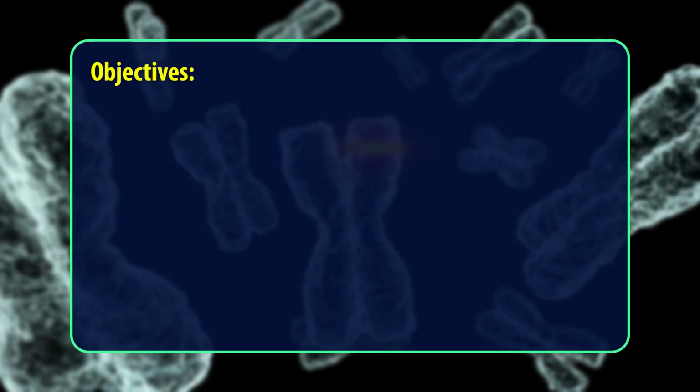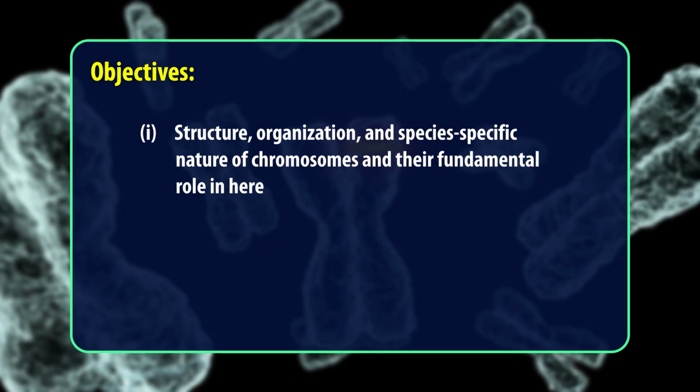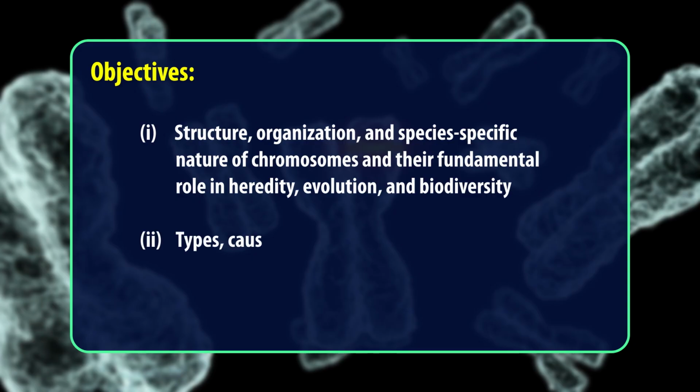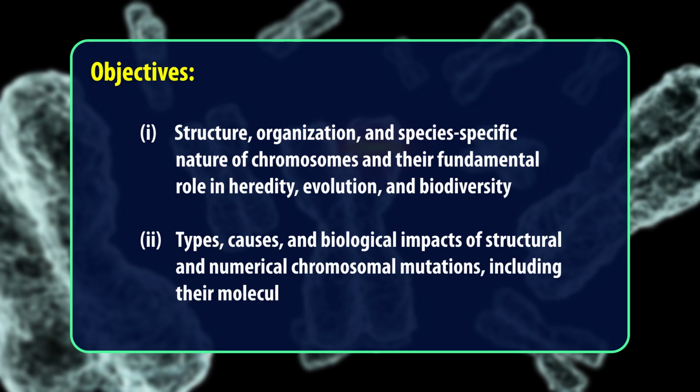So, if I simplify the objectives, understanding the structure, organization, and species specific nature of chromosomes and their fundamental role in heredity, evolution, and biodiversity. My students will explain the types, causes, and biological impacts of structural and numerical chromosomal mutations. That will include their molecular mechanism during cell division.